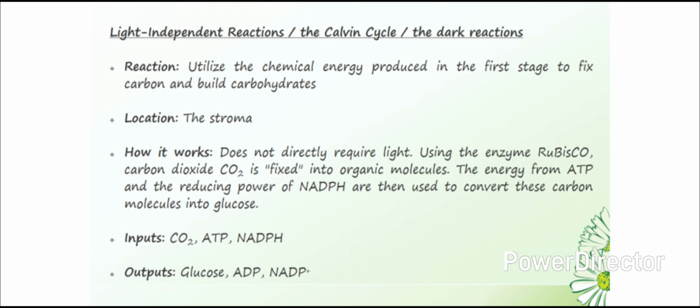Using the enzyme Rubisco, carbon dioxide is fixed into organic molecules. Energy from ATP and the reducing power of NADPH are then used to convert these carbon molecules into glucose. Inputs: CO2, ATP, NADPH. Outputs: glucose, ADP, and NADP plus, which return to the light dependent reactions.